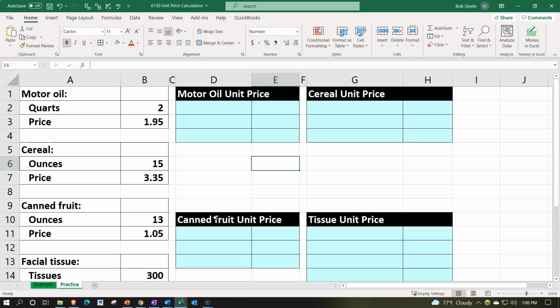Here we are in our Excel worksheet. If you have access to the Excel worksheet and would like to follow along, note that we're down here in the practice tab as opposed to the example tab. The example tab, in essence, being an answer key. Information's on the left-hand side.